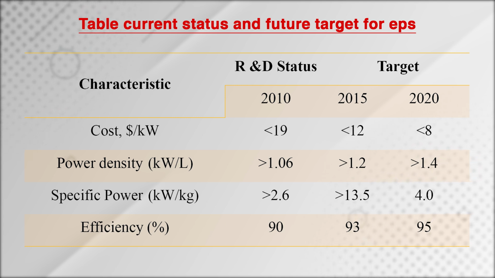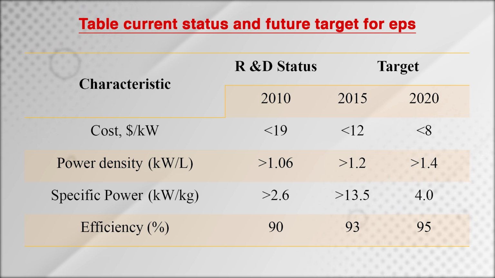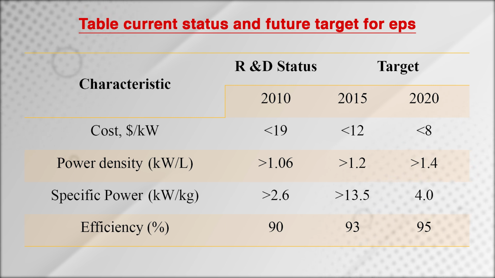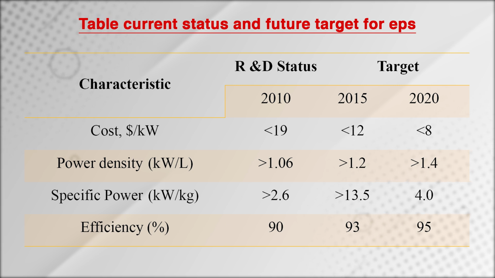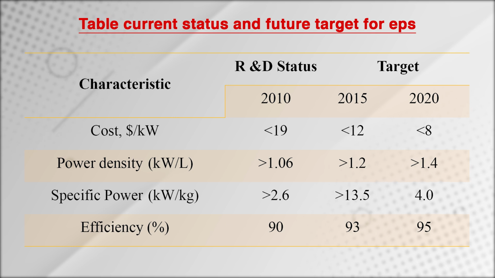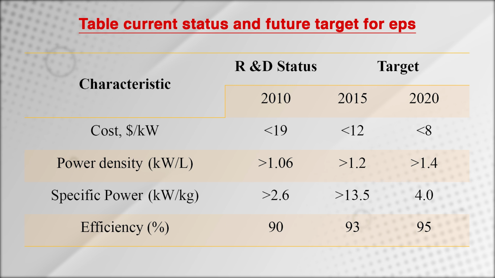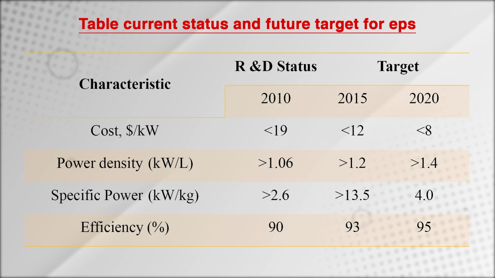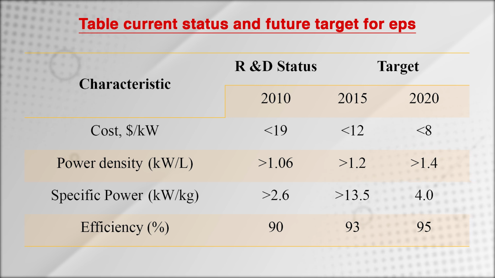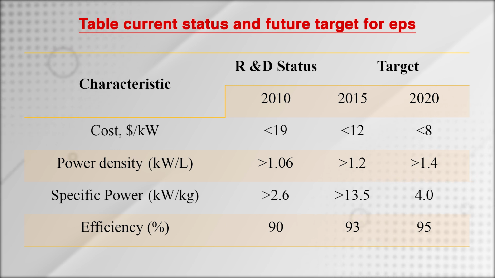Similarly, if one talks about the specific power in terms of kilowatt per kg, then in 2010 it was greater than 2.6, in 2015 it is greater than 3.5, and by 2020 it is greater than 4, and might be by 2030 it would be somewhere around greater than 5 or 6. If we talk about the efficiency of the electric propulsion system, in 2010 it was somewhere around 90%, in 2015 it was 93%, and in 2020 it was 95% approximately. This is the tentative figure.